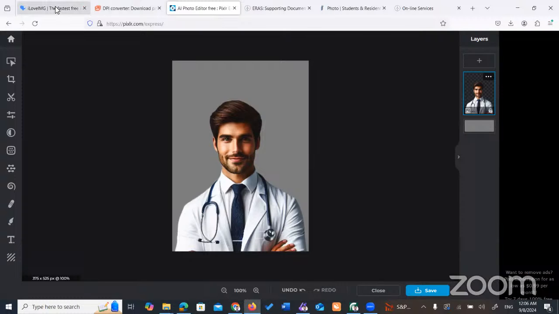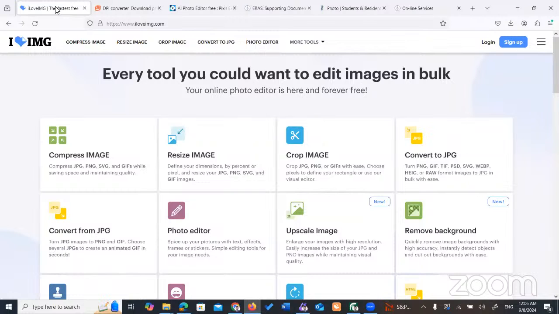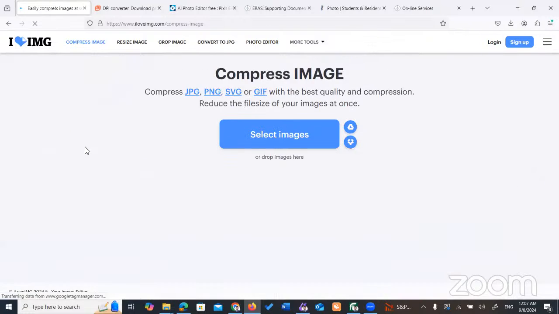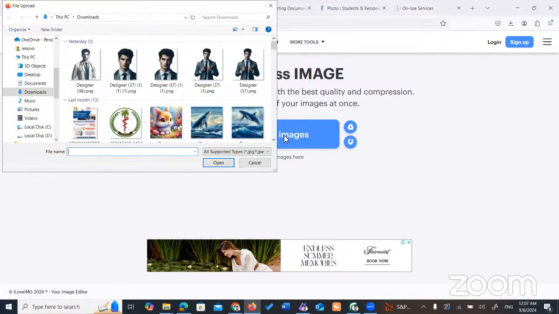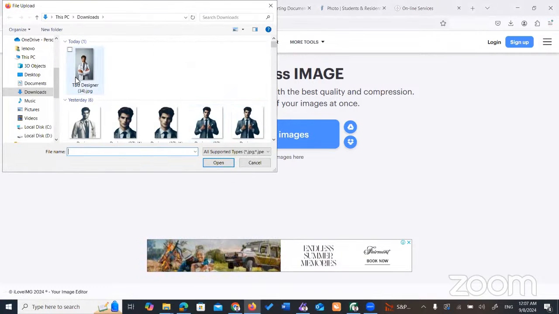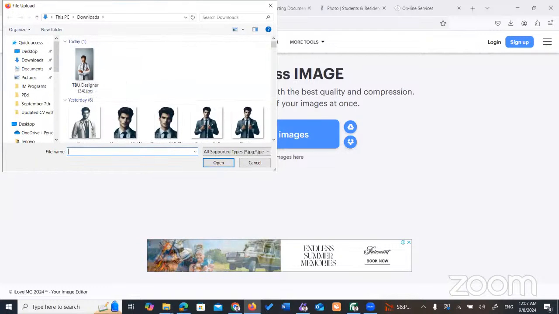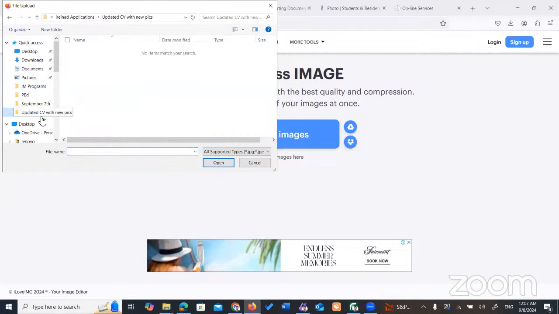and then you can do the other edits to apply the other required things. Then let's go to I Love IMG, where it's the third website where you can, as I said, compress the pictures. You can resize the images, you can crop the images, you can convert them. So let's try one of these. Let's compress a photo. You have to go for the tool that you want to select, and then you have to select the picture that you would like to use.